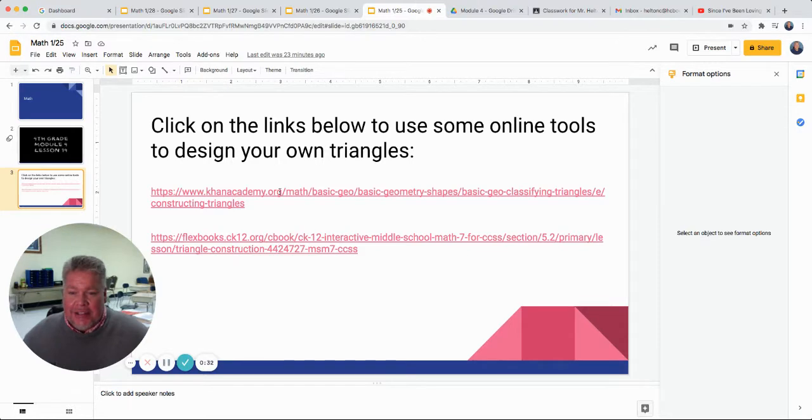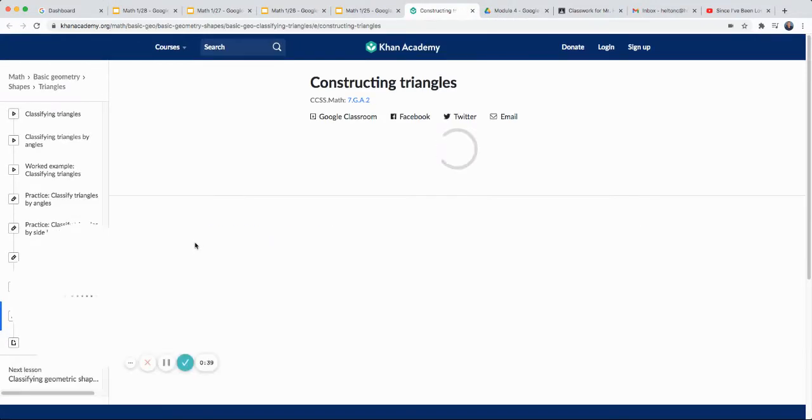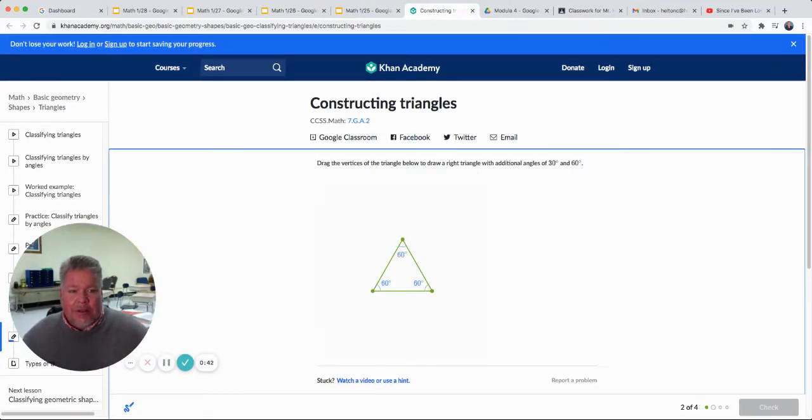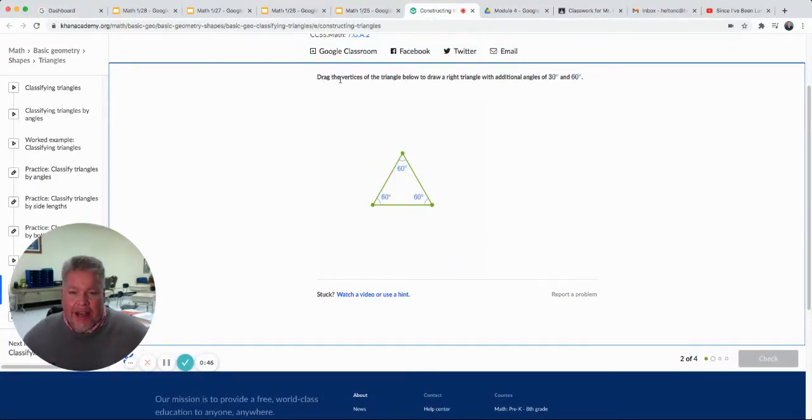So in your slides today, if you click on this first one, Khan Academy, it'll take you to this website right here. What we are going to do is follow the directions and scroll down. It says drag the vertices of the triangle below. Remember, vertices are the corners. To draw a right triangle with additional angles of 30 and 60. So we've got to make a right triangle, which would have one angle of 90 degrees, and the other two angles must be 30 degrees and 60 degrees.